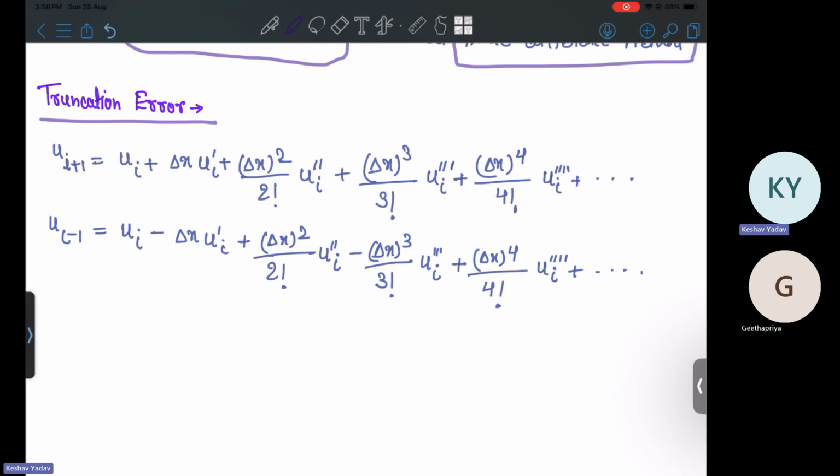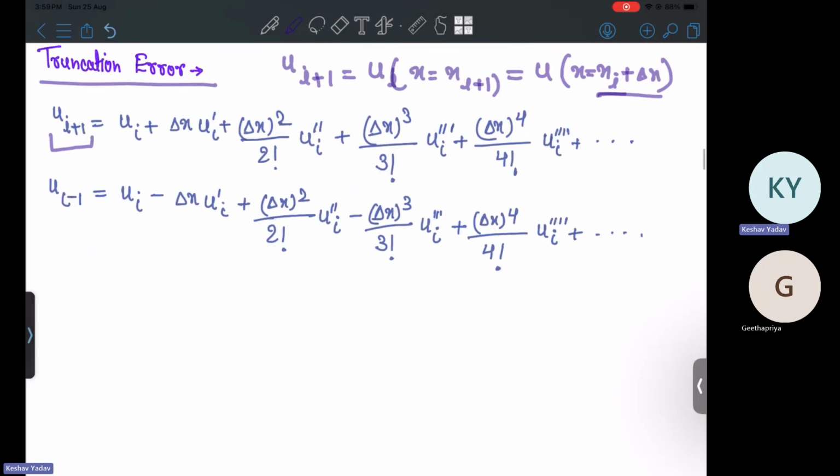So suppose I want to write ui plus 1. Ui plus 1 is what? Nothing but u at x equal to i plus 1. And this is nothing but u at x equal to xi plus delta x. So u at x equal to xi plus delta x can be represented using Taylor series expansion. So what will be the value? Ui plus 1 will be equal to ui plus delta x multiplied by u prime plus delta x square divided by 2 factorial ui double prime plus delta x cube divided by 3 factorial ui triple prime plus dot dot dot. Like that we can represent.